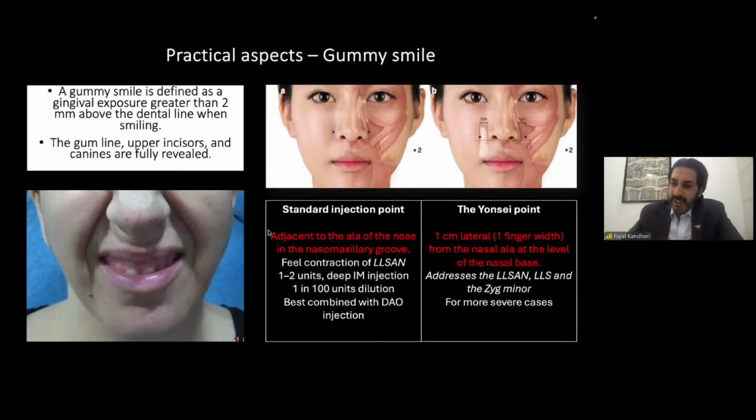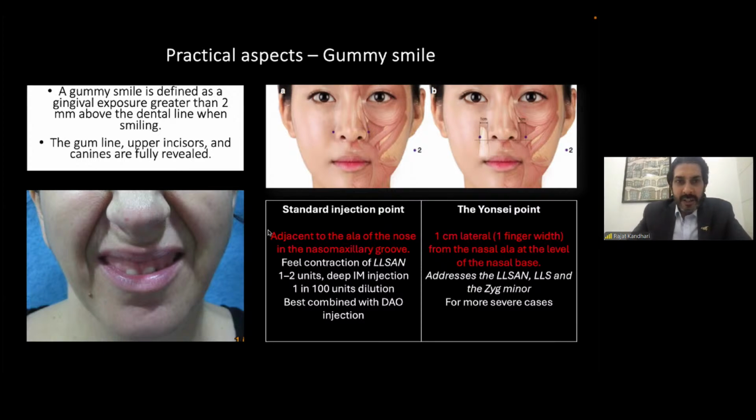Again, there were two questions. One, DAO, should we inject with the LLSAN? Since we're starting the LLSAN, no, DAO can be injected with the LLSAN, of course, to balance things out. But typically, the LLSAN muscle is injected with the depressor septi, because when certain patients smile, they have a drop in the tip of the nose. So doing both of them together is wise. With the DAO, you may combine, of course, your platysma, because it will give a good action.